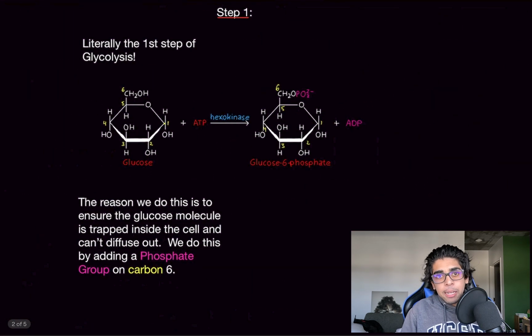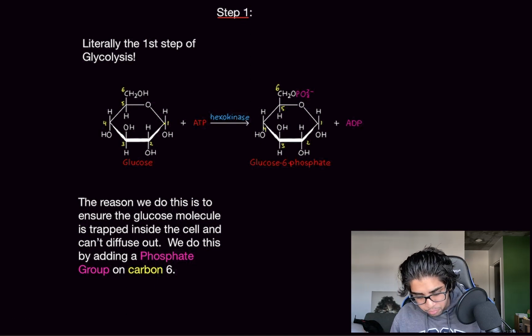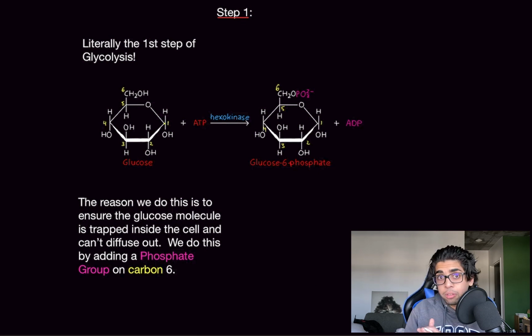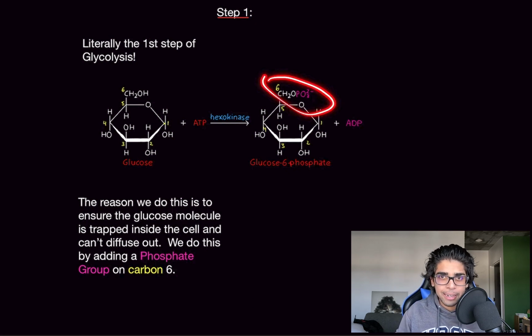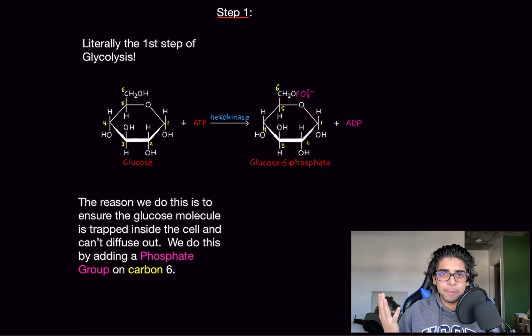So step one. Step one is actually very easy. It's glycolysis, the first step of glycolysis. We're starting with glucose. We have an ATP molecule. That ATP molecule is going to strip away one phosphate, and that phosphate group is going to be attached to carbon number 6 using hexokinase. So pretty easy. It's the first step.